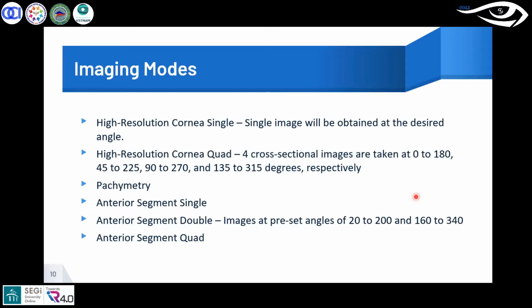So the next one is going to be pachymetry. An AS-OCT image also gives us Scheimpflug images and also pachymetry for measuring the corneal thickness. And you also have an anterior segment single, double, and quadrant respectively. Supposing you're going to rotate the angle at which it is particularly taken, the other angles that follow would also change by the same amount. So if I'm going to start with 10 degrees, then the other degrees that follow will also be changed by that amount.